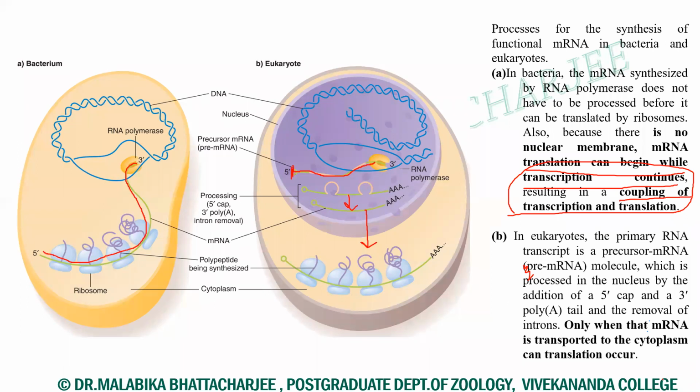So in case of eukaryotes, only when the mRNA is transported to the cytoplasm can translation occur. So there's a big difference between the bacterial setup, where we see coupling of transcription and translation, and the eukaryotic setup, where once the mRNA is transported after the addition of a 5' cap and a 3' poly A tail and the removal of introns, only then in the cytoplasm can the translation start by the translation machinery.